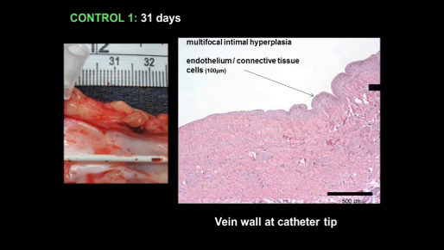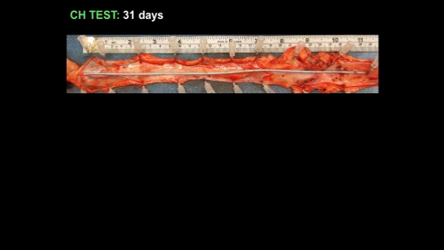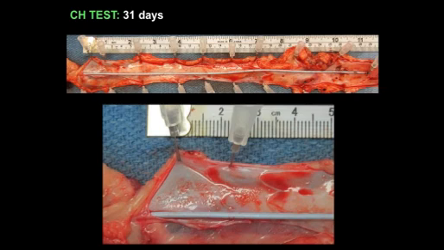At the tip, we see some pretty extensive multifocal intimal hyperplasia and endothelium and connective tissue cells that are trying to heal the injured areas. Now let's look at the test catheter.